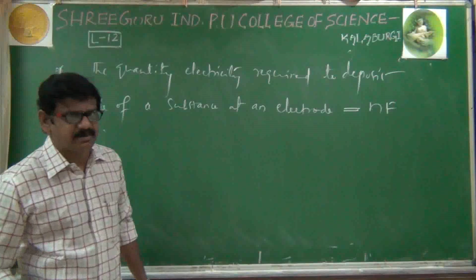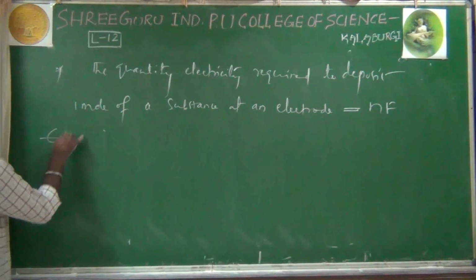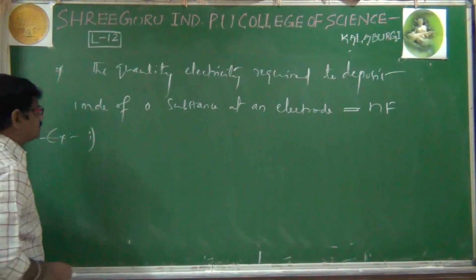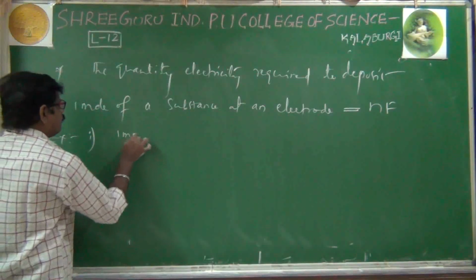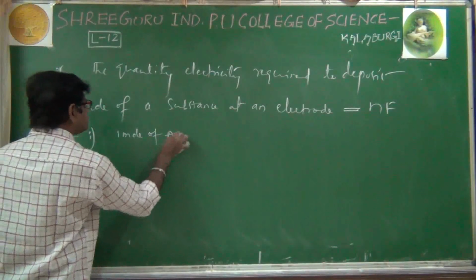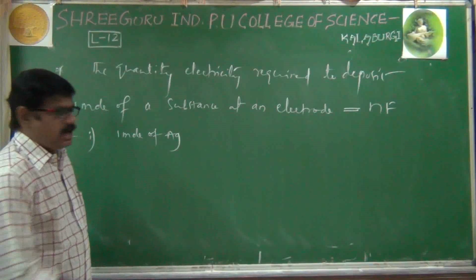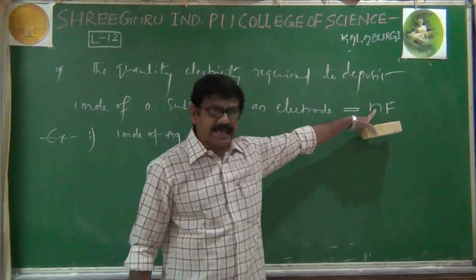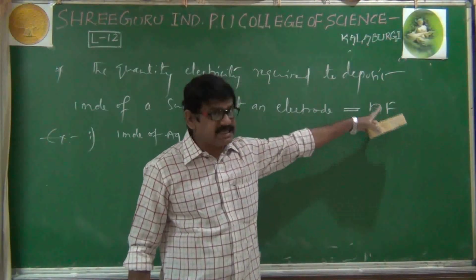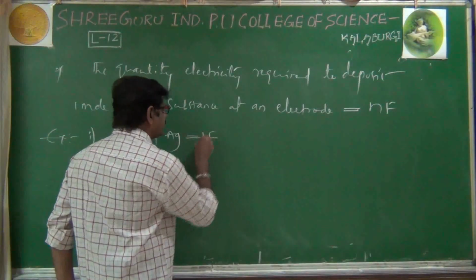Now we will take some examples. Then we will understand clearly. Example number 1. I want to deposit 1 mole of silver. For the purpose of depositing 1 mole of silver, how much current is required? As far as silver is concerned, the n value is 1, since it is Ag plus. That's why the n value is 1, meaning just 1 Faraday is needed.